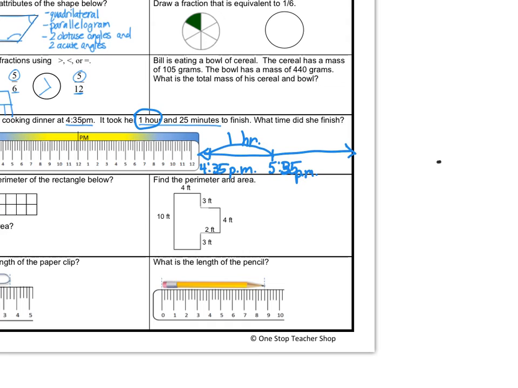Still p.m. Now we have to go ahead 25 minutes. Now what helps me here is if I take a little hop of 5, so I'm going to label that as 5 minutes. That would put me to 5:40. So I've gone ahead 5 minutes, but I need 25, so I need 20 more. Now from 5:40, 20 more minutes would put us to 6 p.m. So that's the final answer. She finished dinner at 6 p.m.